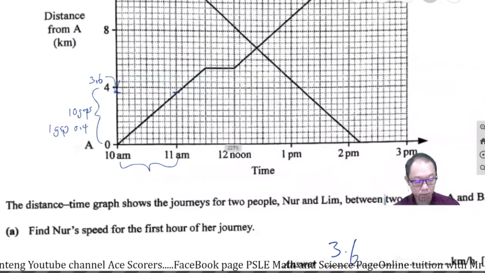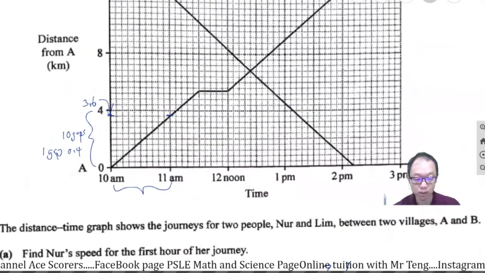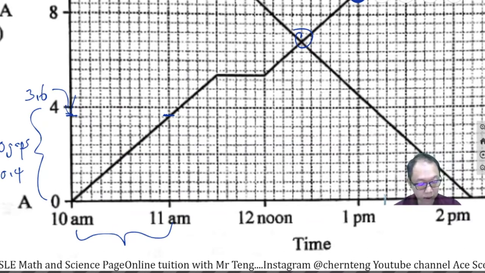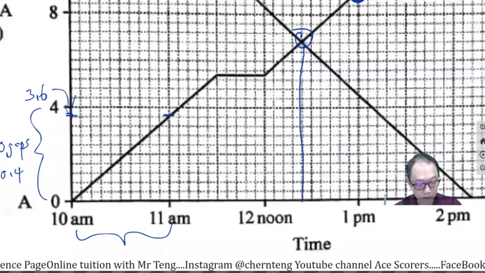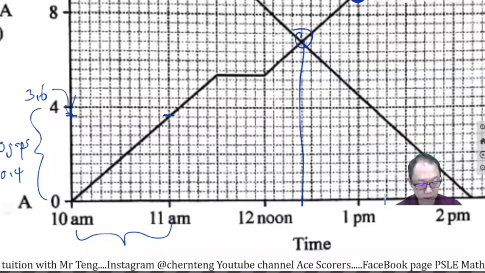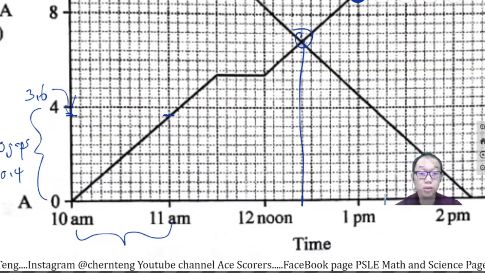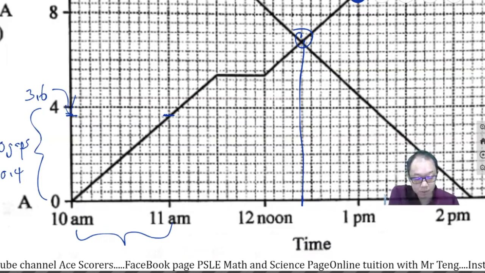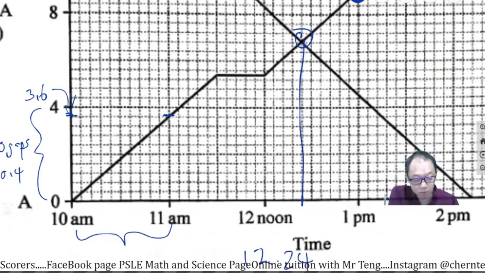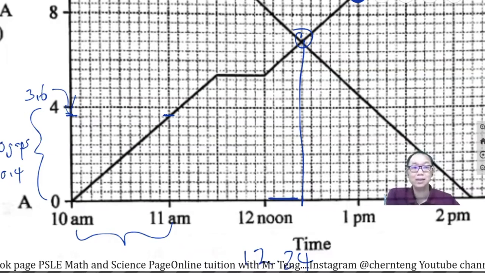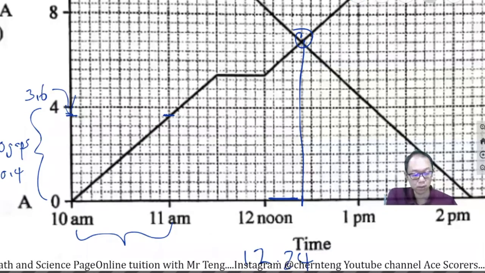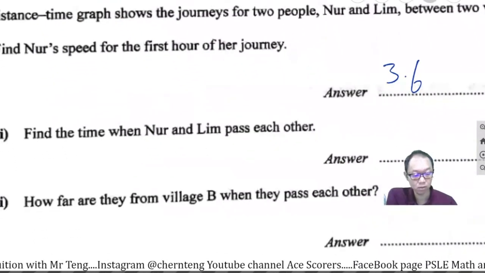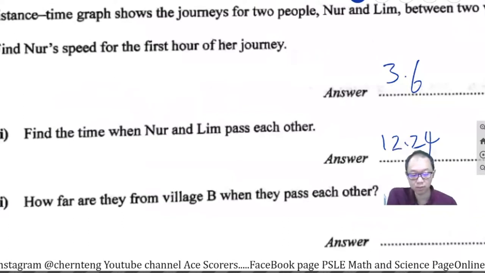Okay, next. Find the time when Noel and Lim pass each other. So this is pretty easy. We find the cross section, which is over here. So you need to find a gap. You see 12 to 1 is somewhere here. This gap here is 1, 2, 3, 4, 5, 6, 7, 8, 9, 10. Because it's a total of 60 minutes, each gap is actually 6 minutes, right? So here to here will be 24. How come? Because there are 6 gaps over there. So that's quite okay. Move on. Right, so the time is 12:24.